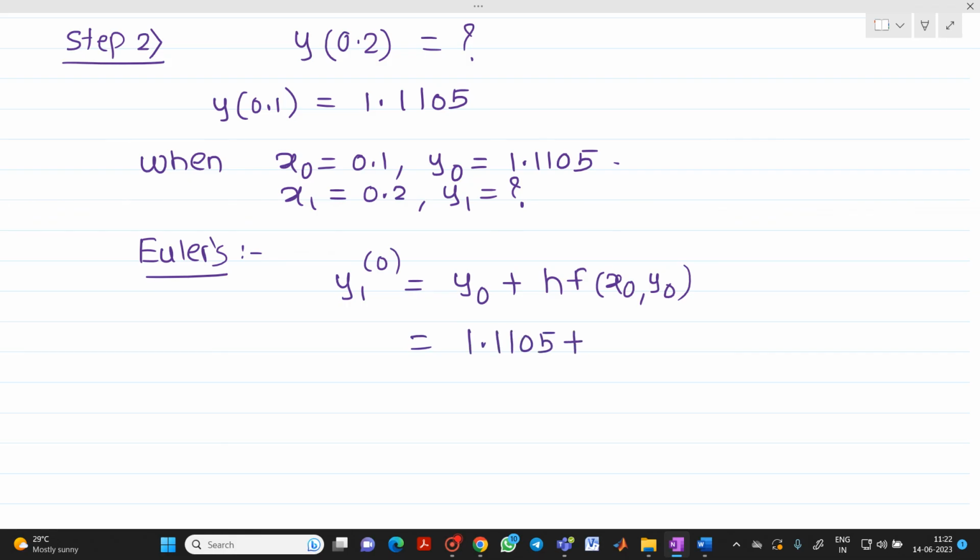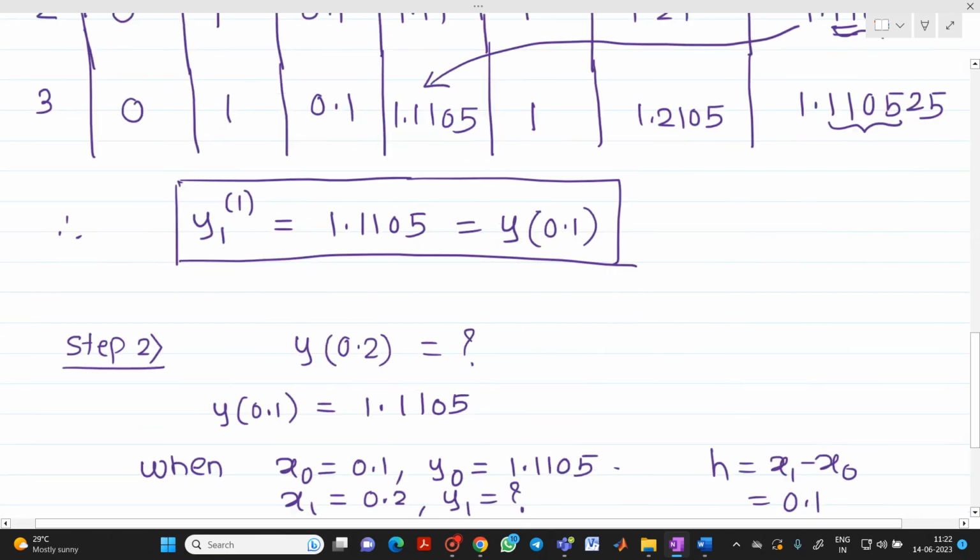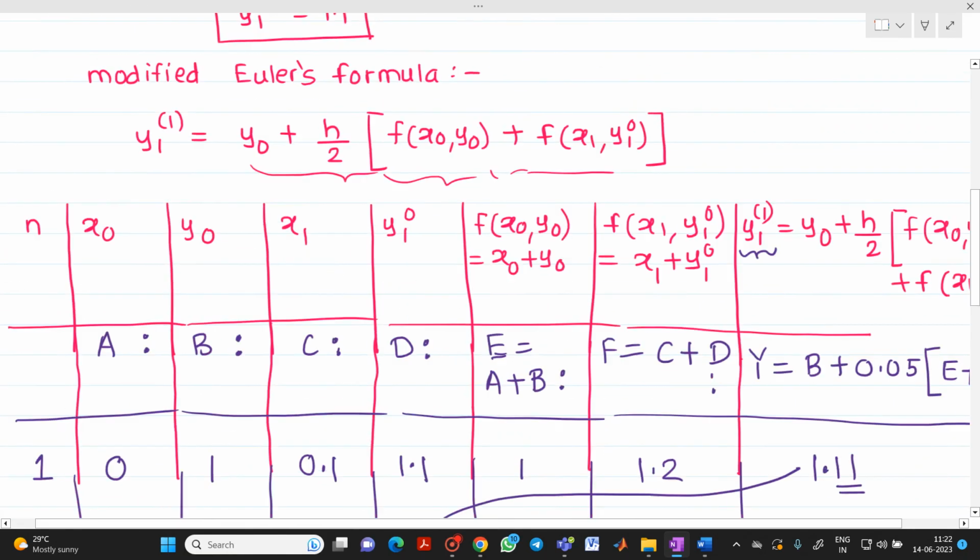1.1105. What is h here? H again we will calculate as x1 minus x0, which will be equal to 0.1. What is your given function? Given function is x plus y.